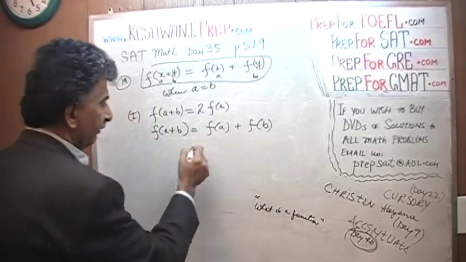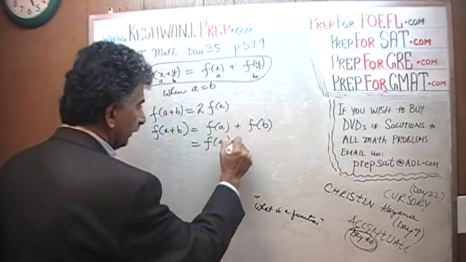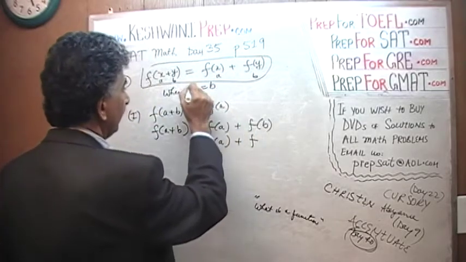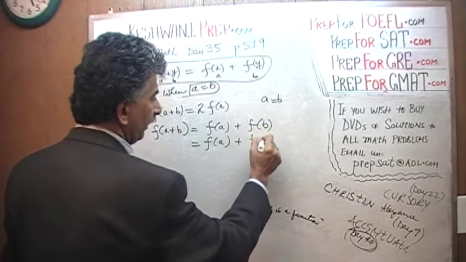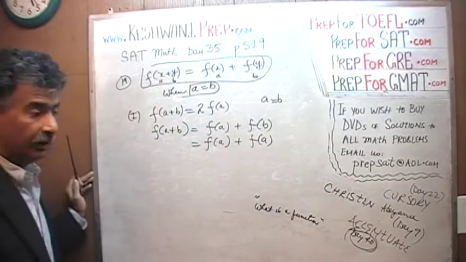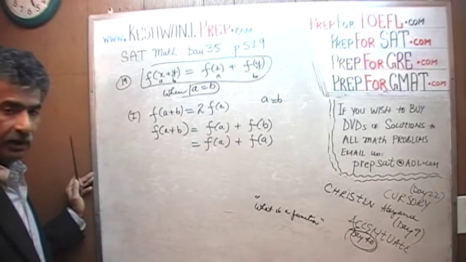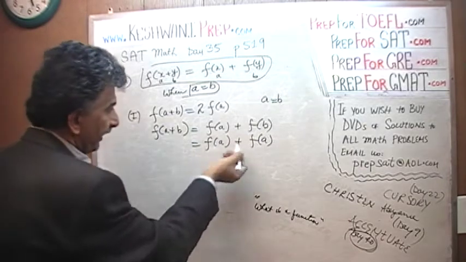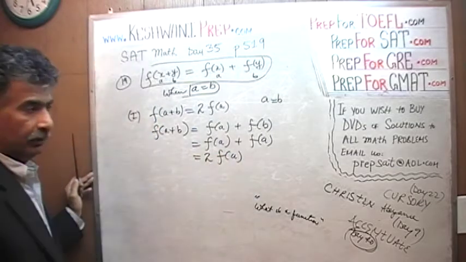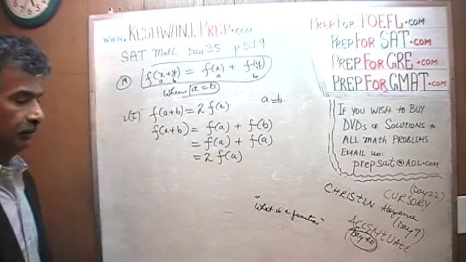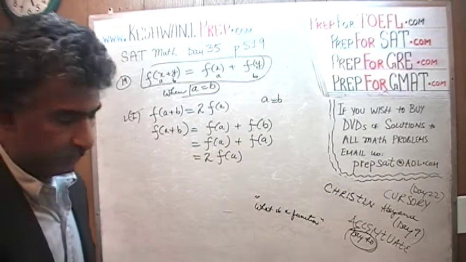And this, of course, is same as f of a plus f of a, because a and b are equal. We are told that a equals b. So instead of b, we can put down a, because they are both equal. There's only two. And of course, that is same as 2 times f of a. So the first statement is correct. The first statement is valid.